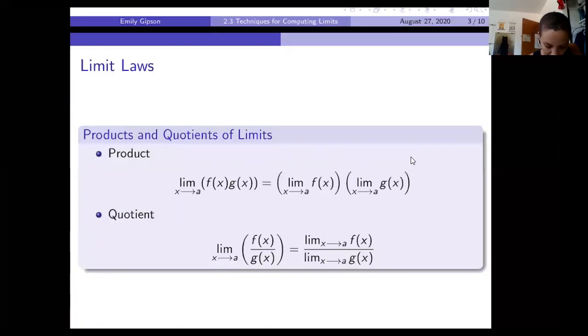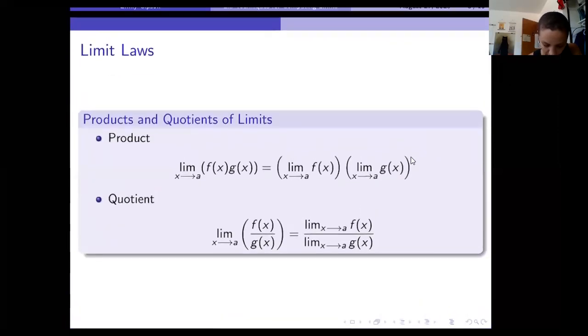The next limit laws we have are the product and quotient limit laws. And a product is just two functions multiplied together. So we have f of x times g of x, and we want to know the limit as x approaches a. And it's simply just the limit as x approaches a of f of x times, I've suppressed the times symbol, the limit as x approaches a of g of x.